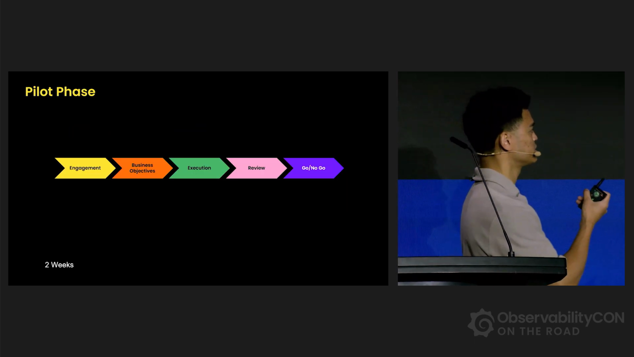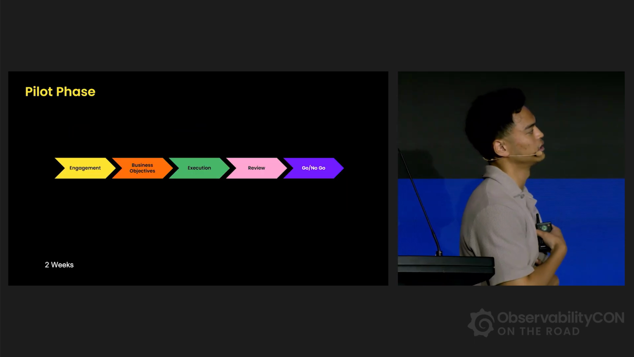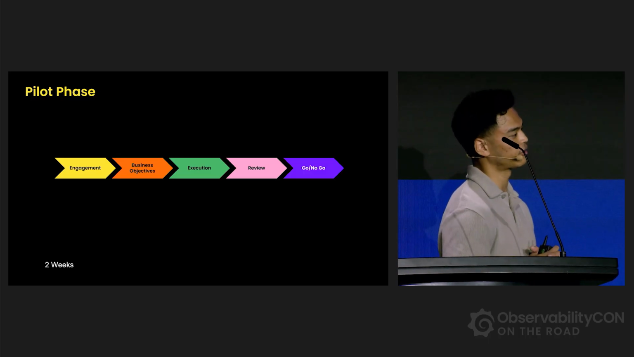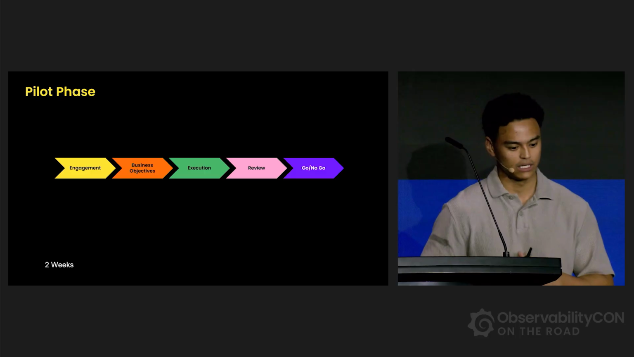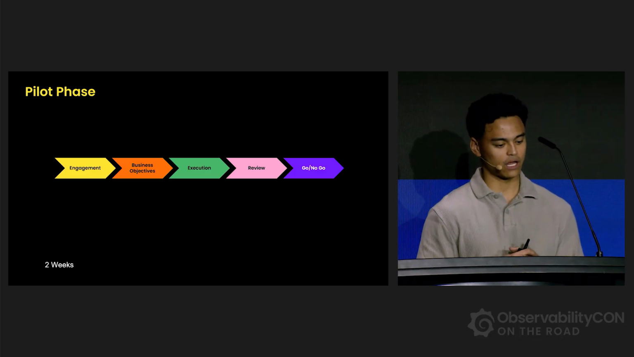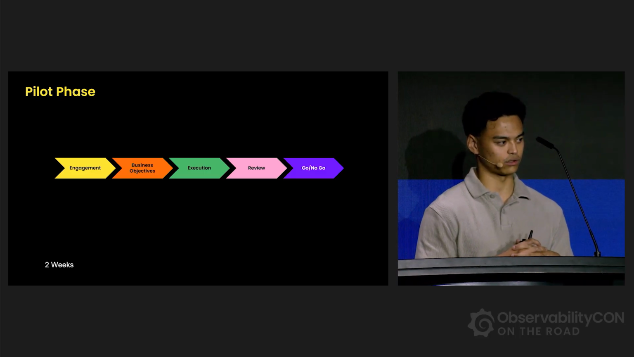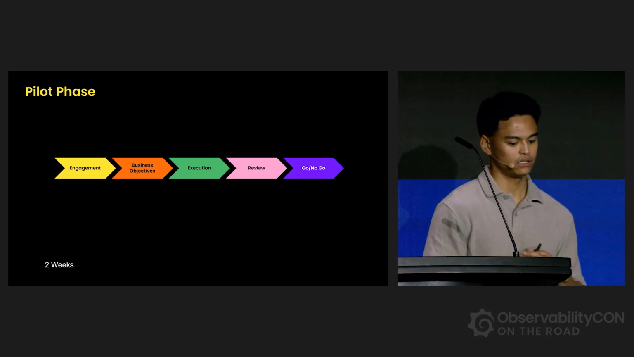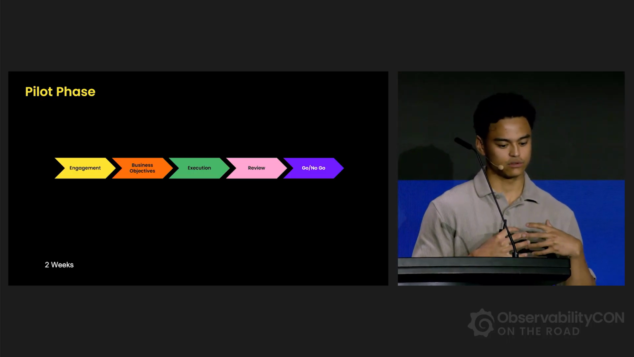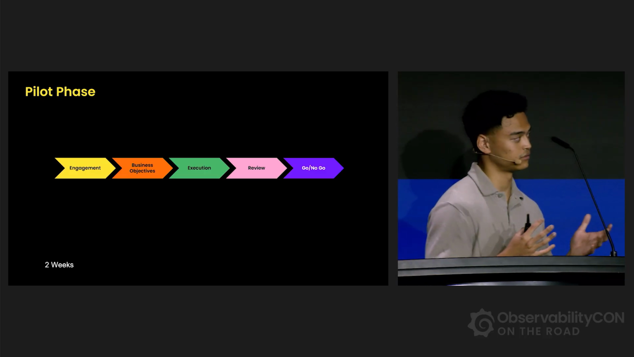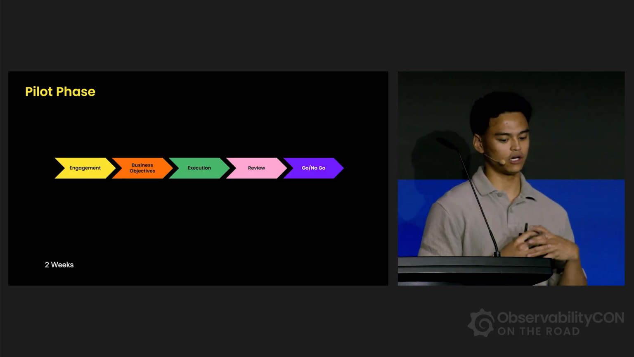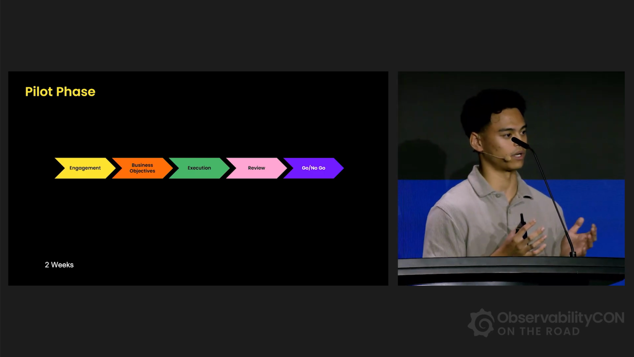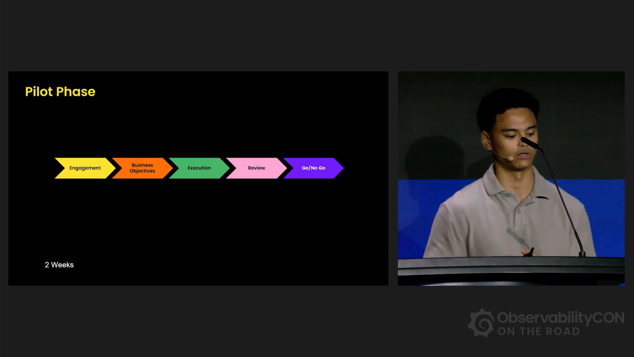So this is what the pilot phase looked like. Essentially sitting down with Grafana, mapping out all of our requirements, so that's the engagement. And then out of that, we really wanted to define our business objectives. So what do we actually need for Grafana Cloud to be considered fit for purpose? It helped ensure that our proof of concept would focus on what really mattered and actually delivered business value.